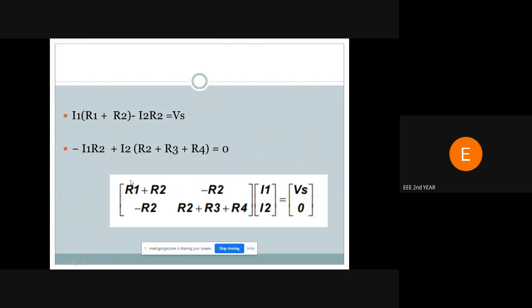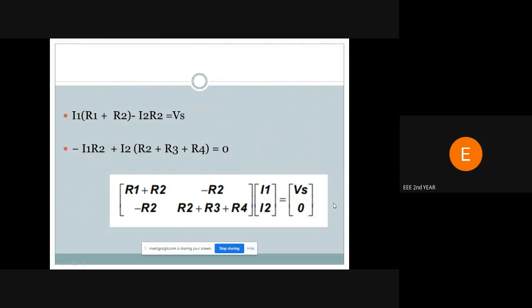That is, the coefficient of I1 is in the first row, first column, that is R1 plus R2, and the coefficient of I2 is minus R2. And in this equation, the coefficient of I1 is minus R2, and the coefficient of I2 is R2 plus R3 plus R4.